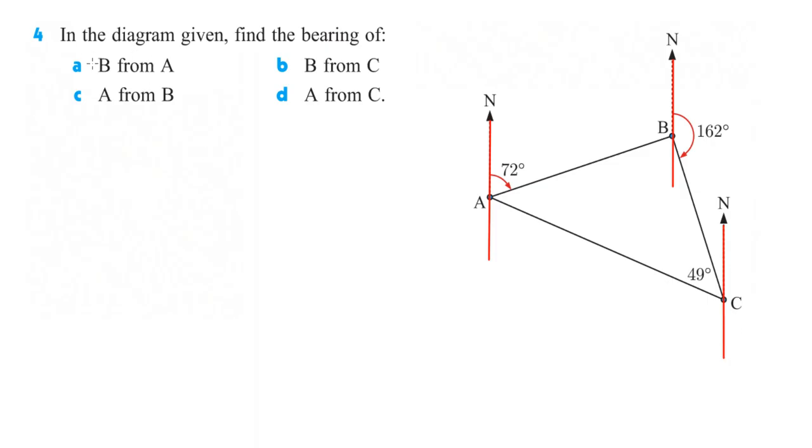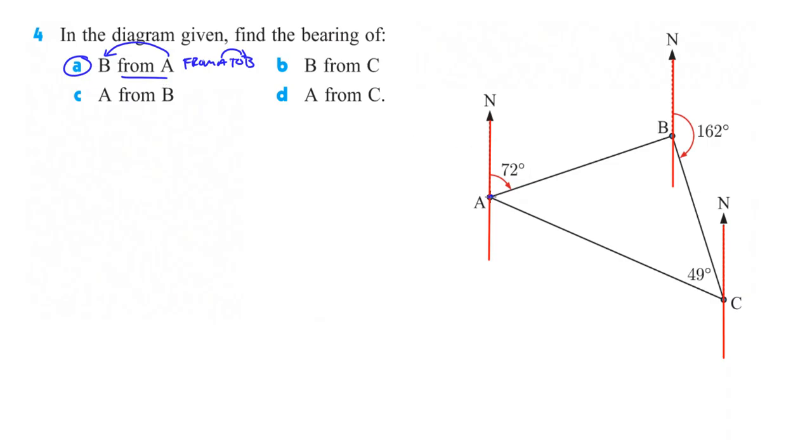In the diagram given, find the bearing of B from A. I don't really like the way they word this, because you're starting at A and you're going to B. So from A to B. I would rewrite this as from A to B, so then you go, oh, I'm going from A to B. But they say, what's the bearing of B from point A?